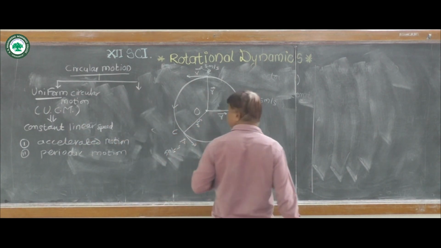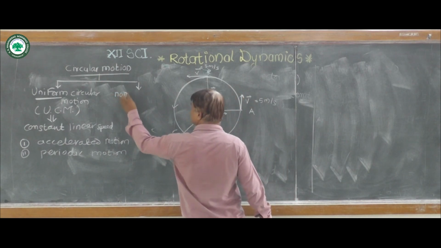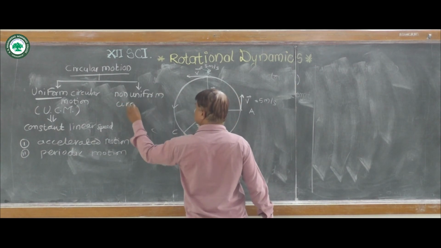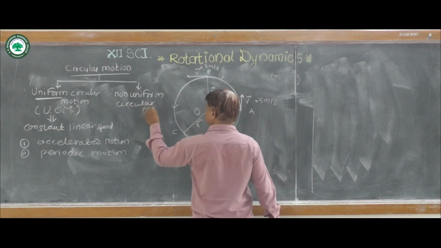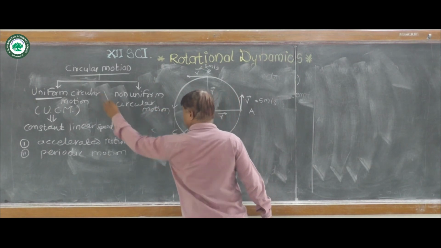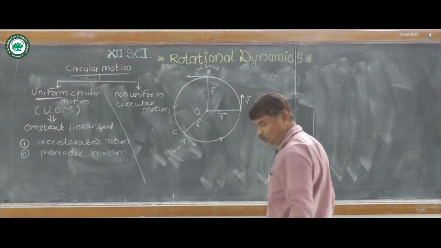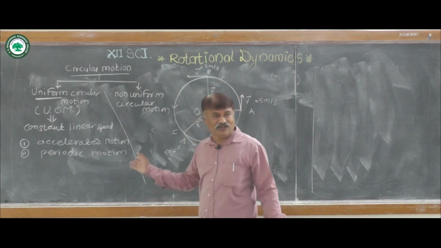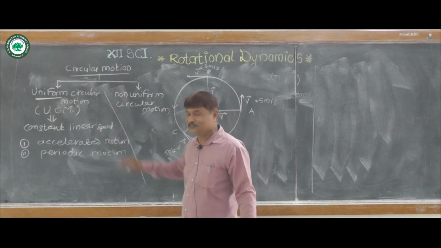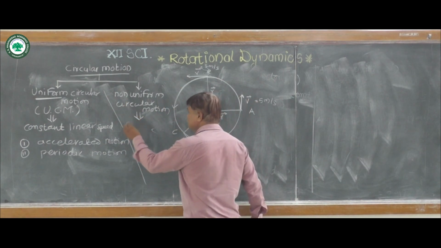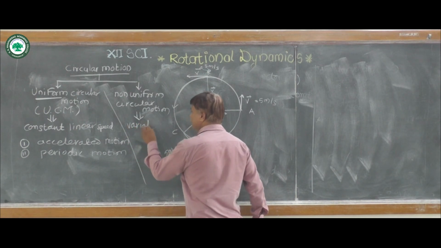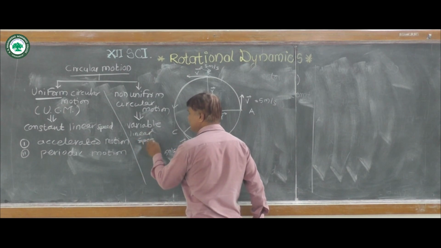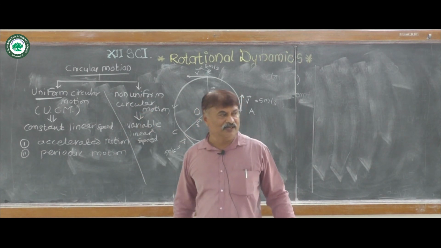Now another one is non-uniform circular motion. Non means not. Uniform means not remains constant. Which quantity does not remain constant? Linear speed. Linear speed does not remain constant, means it is variable. When linear speed is variable, that circular motion is called non-uniform circular motion.